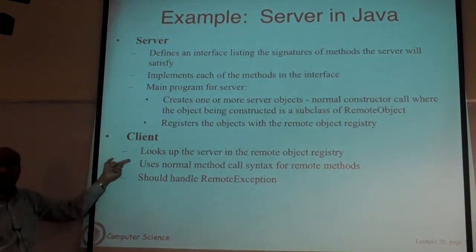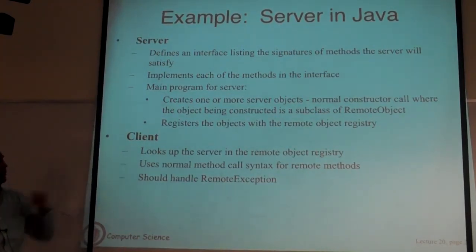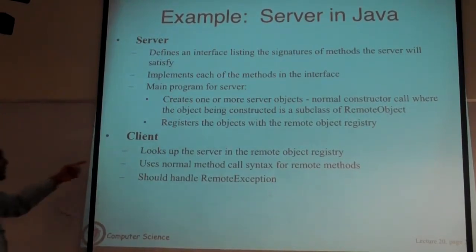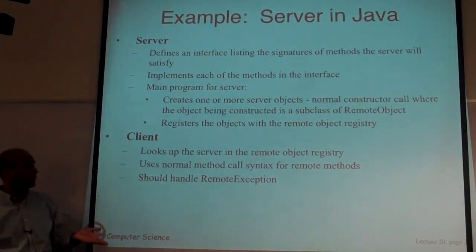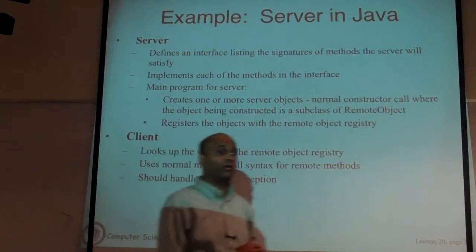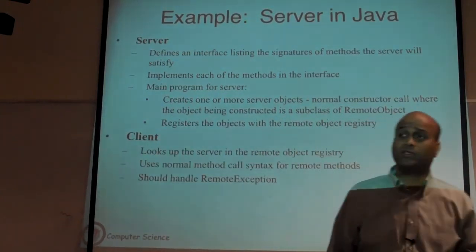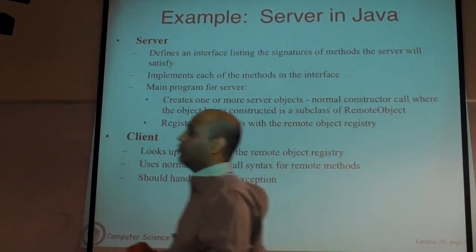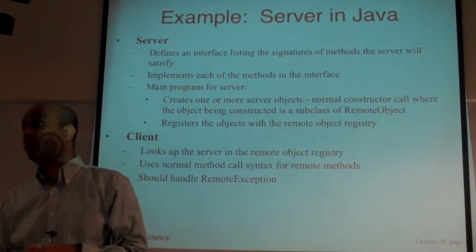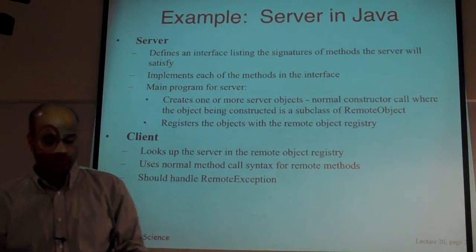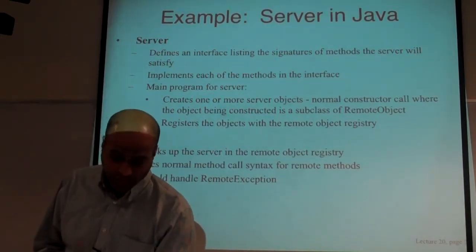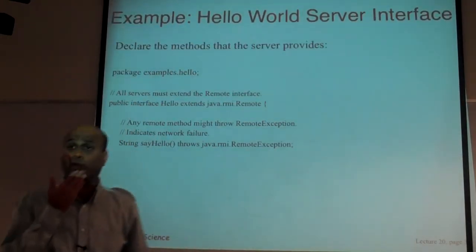The client part is much simpler. You first look up the server. Once you've figured out where the server is running, you just use the normal call syntax to call remote methods. You need to be able to handle a special type of exception called RemoteException, because if anything goes wrong, the server will throw a remote exception. This exception comes to you over the network, rather than being a local Java exception. If you do those things, you have a client that will talk to your server.